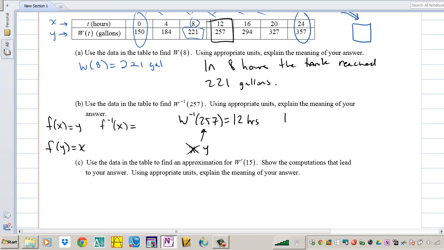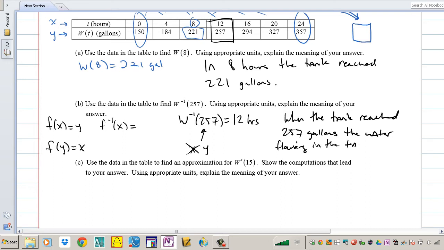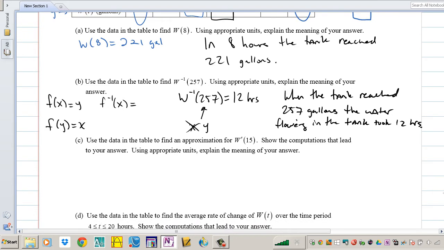So we can say that when the tank reached 257 gallons, the water flowing in the tank took 12 hours. You guys could probably find a much easier way to explain what I just said, but there's one explanation. As long as you have the gallons corresponding with the hours that we found, you should be fine.